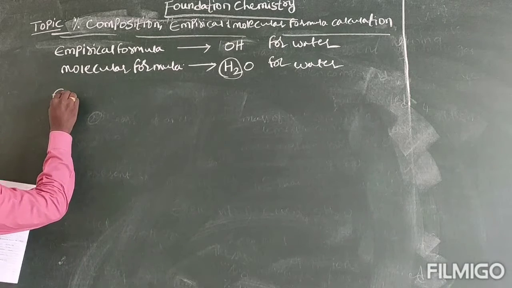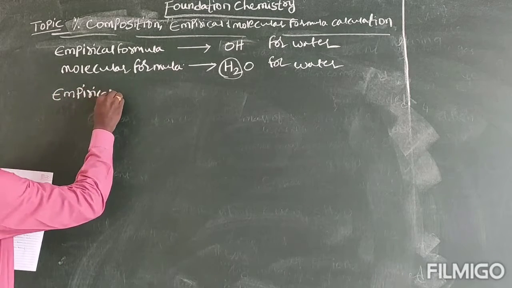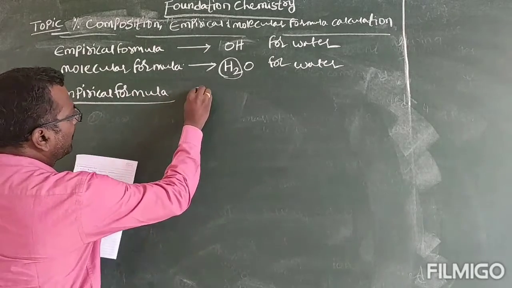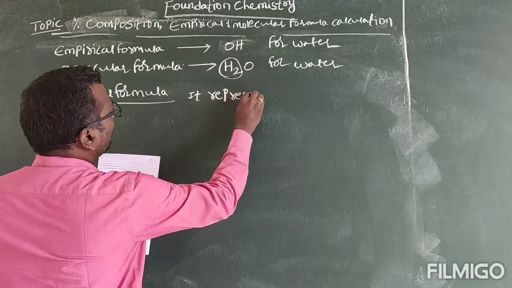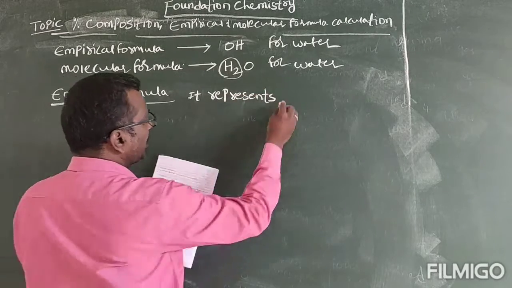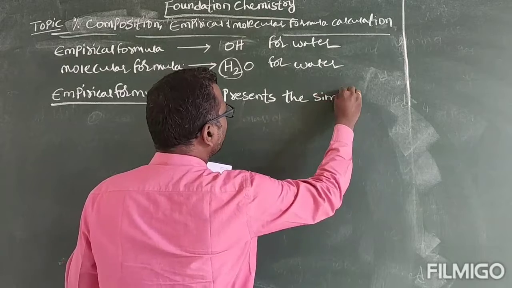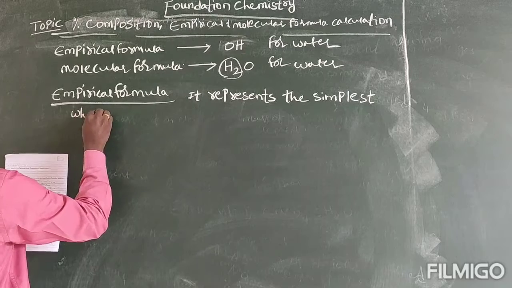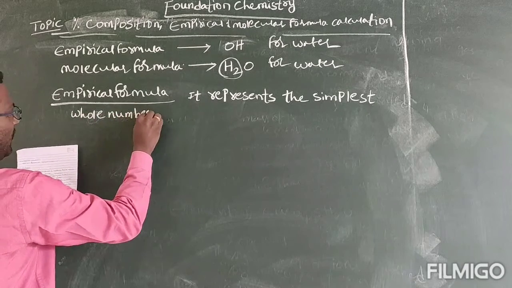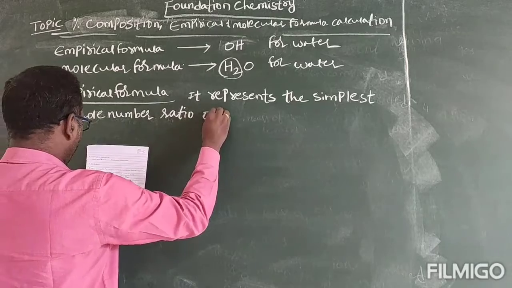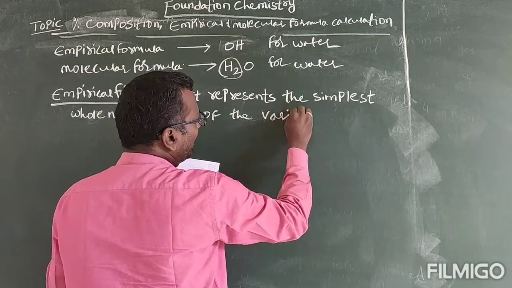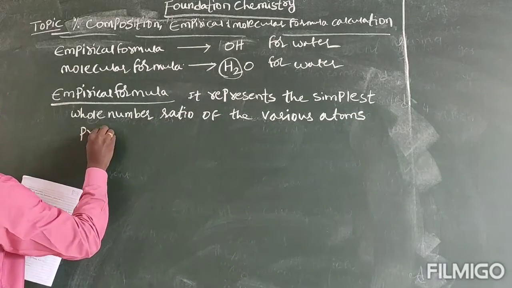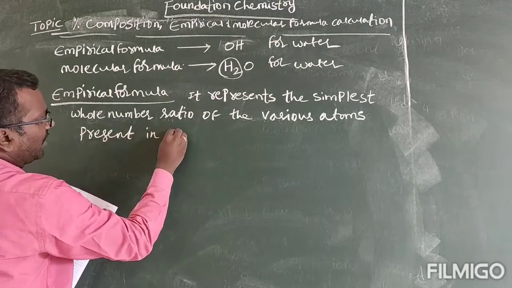So let us write the definition. Empirical formula: it represents the simplest whole number ratio of the various atoms present in a compound.